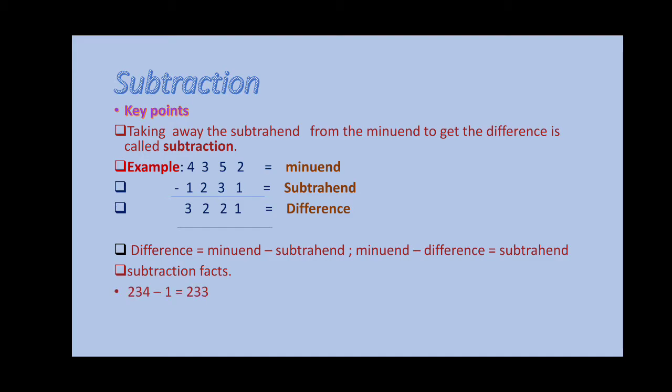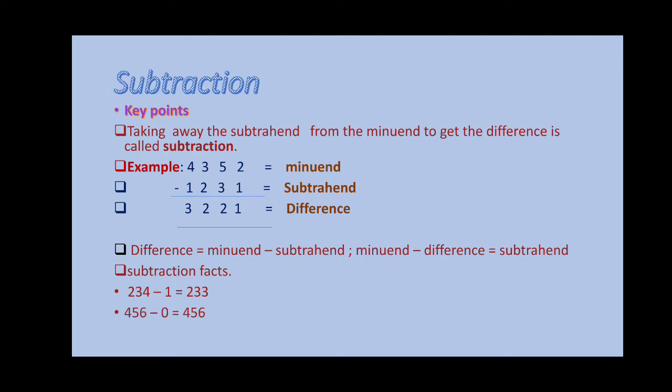What are the subtraction facts? The first one: if you subtract 1 from any number, you will get the predecessor of that number. For example, 234 minus 1. Am I clear, children? The first subtraction fact is, if you subtract 1 from any number, you will get the predecessor of the given number. So 233 is the predecessor of 234.